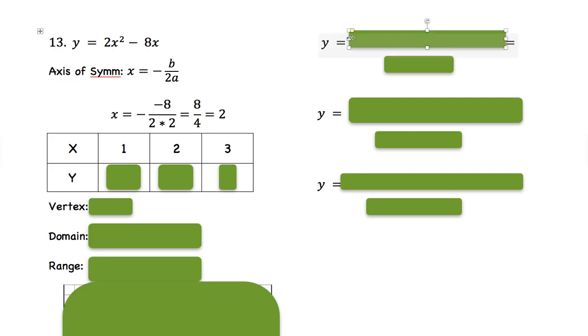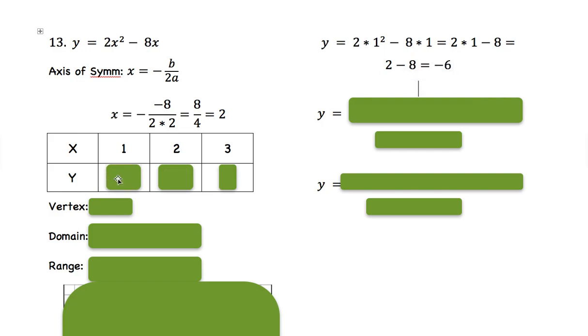So for the first one, we're going to have 2 times 1 squared minus 8 times 1. Okay, 2 times 1 squared, well, 1 squared is just 1. So we're just going to have 2 times 1 there, minus 8 times 1 is just going to be minus 8. And then 2 times 1 is just 2, minus 8 gives us negative 6. So when x is 1, our y value is going to be negative 6.